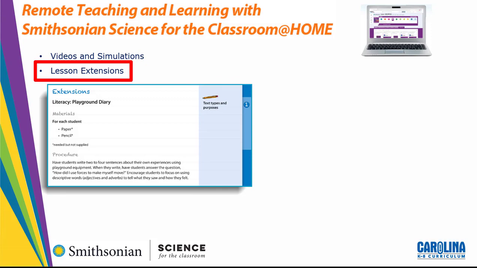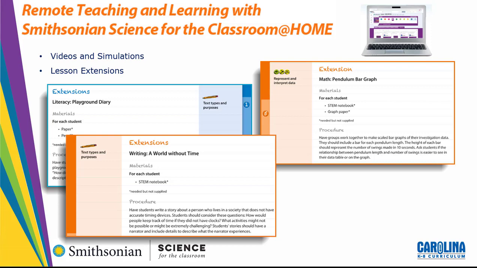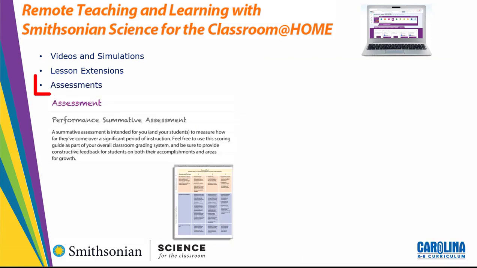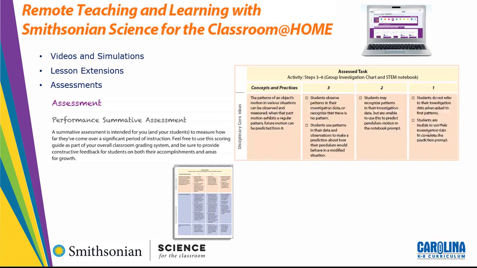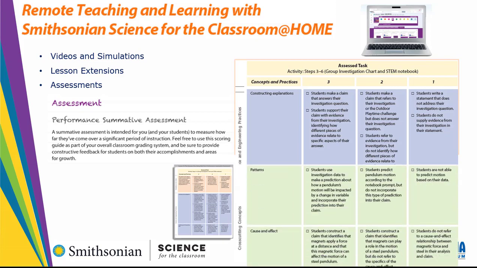There are lesson extensions that provide opportunities for reading and writing and make connections to math. Other lesson extensions make connections to art and more. Your Smithsonian Science for the Classroom at-home lesson plans also provide opportunities for both written and performance assessments, which come with rubrics that measure success in the Next Generation Science Standards. The 3D assessments measure the success in disciplinary core ideas, the science and engineering practices, and the cross-cutting concepts.